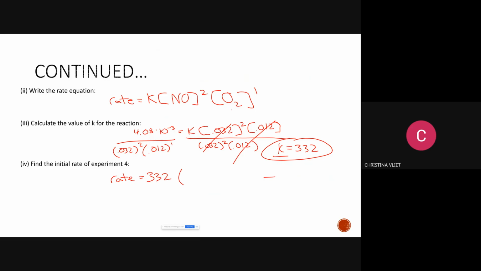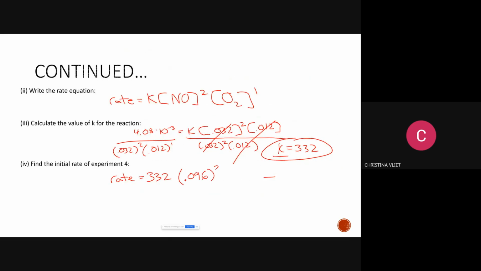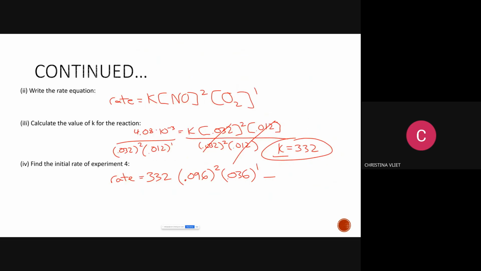My concentration of NO for experiment 4 is 0.096. That would be squared. And then 0.036 here. That would be to the first. And then I just plug in all the numbers. And I got 0.110. See if you get the same. Rate equals 0.110. And do you remember what the units of rate were again? Just in case you were asked. You should know the units of rate are mol dm^-3 s^-1. It's concentration over time.